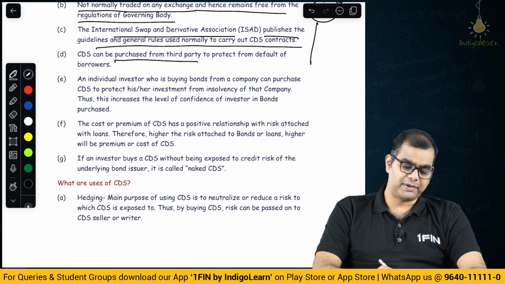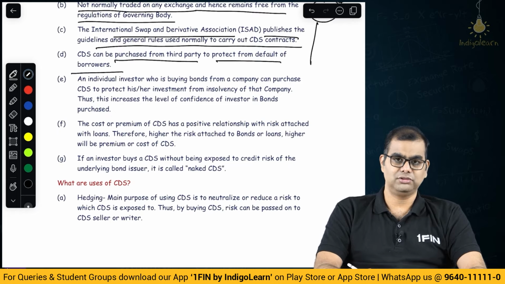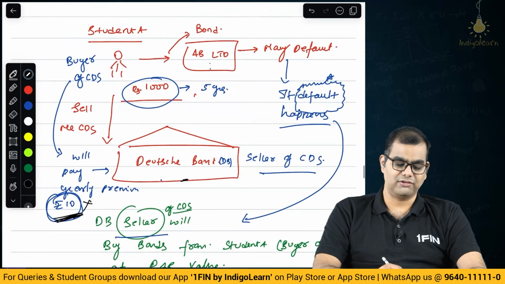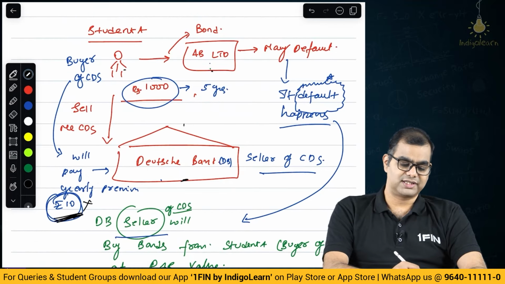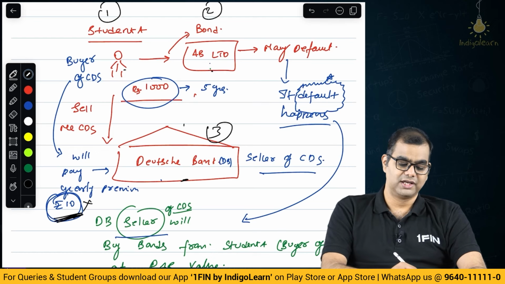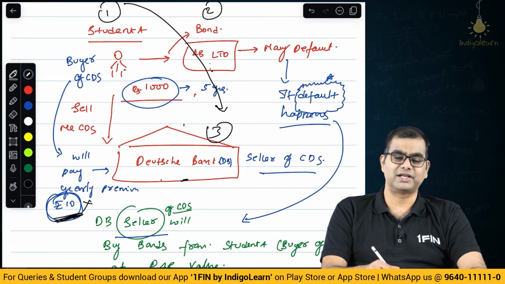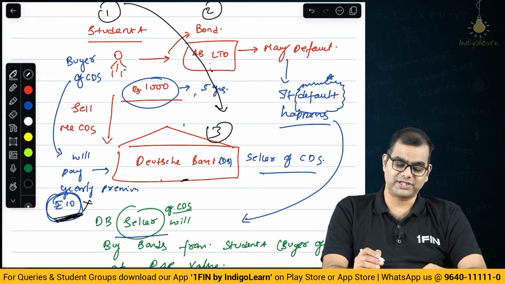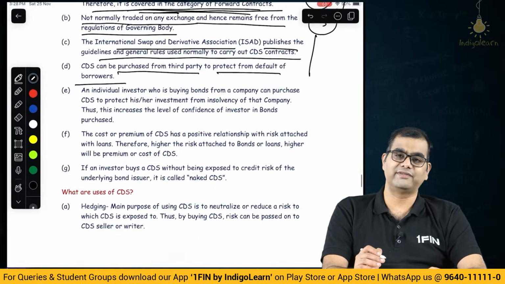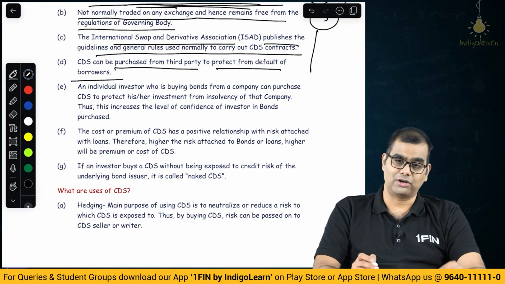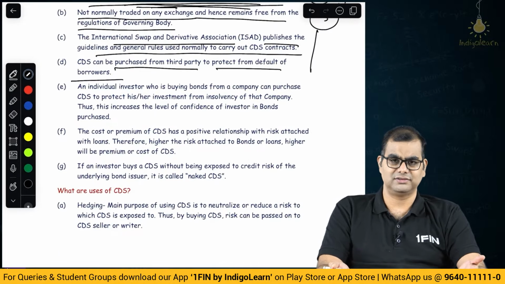CDS can be purchased from a third party to protect from default of borrowers. So, if you come back here, who is Deutsche Bank? How is Deutsche Bank related to the student? How is Deutsche Bank related to AB Limited? This is party number 1, this is party number 2, this is party number 3. Party number 1 is buying from party number 3 something in order to hedge the risk of default by party number 2. So it can be purchased from a third party, someone who is not even linked to the entire transaction. Not necessarily, Deutsche Bank also is the banker of AB Limited, but keep that aside. Generally, it's a third party.